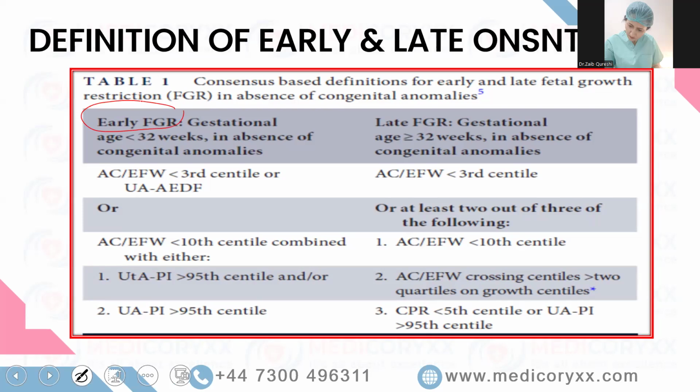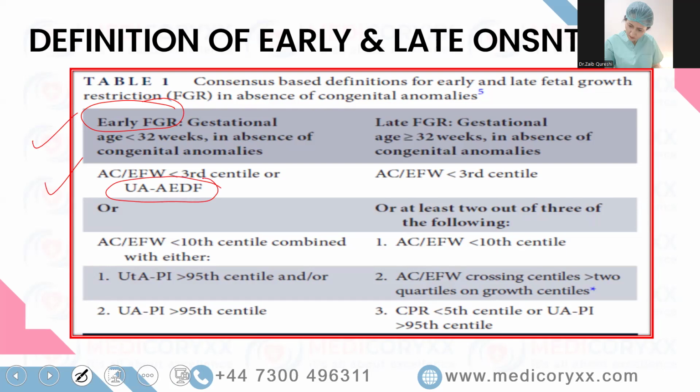Early FGR is when gestational age is less than 32 weeks in the absence of congenital anomalies. Okay, so this is the definition. So what do you see in this? AC or estimated fetal weight less than third centile, or umbilical artery absent end diastolic flow.